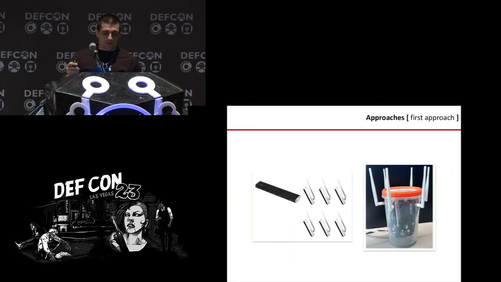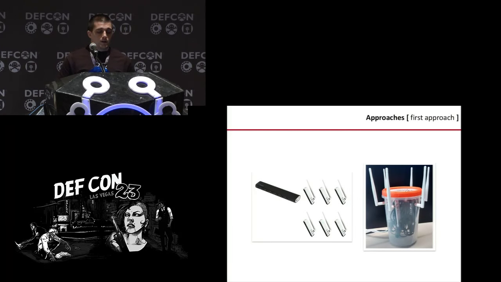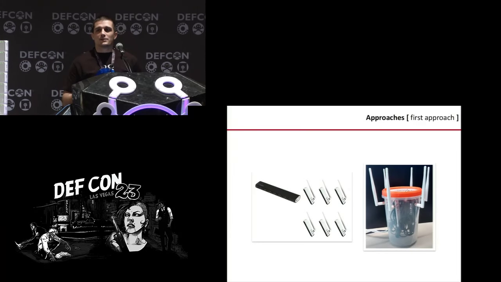Hi everyone, my name is Andres, and I'm going to start talking about the approaches we tried. The first one was this one. As you can see there, we have six USB network cards in a food container. It was a really nice one. Last year, I brought it here for the wireless CTF, and it was fun going through the airport with this.